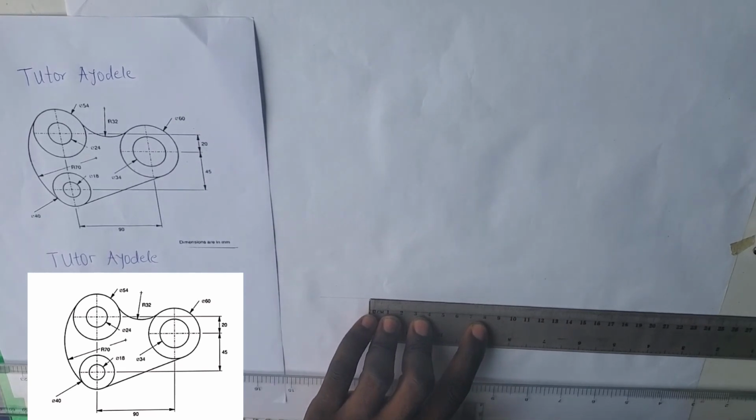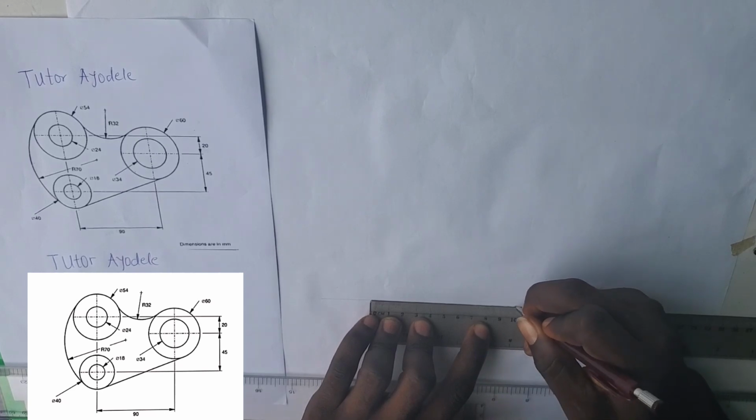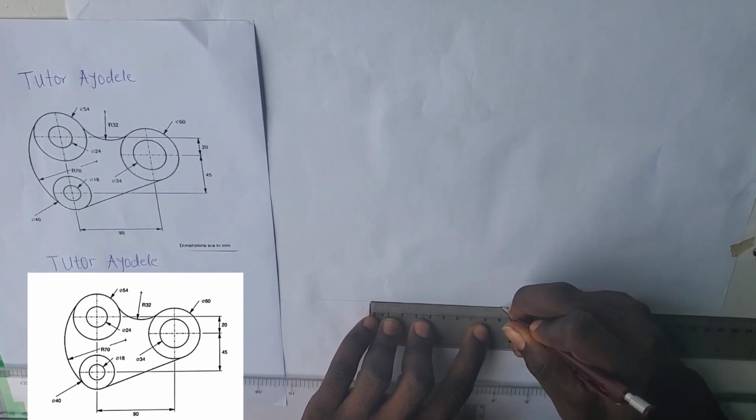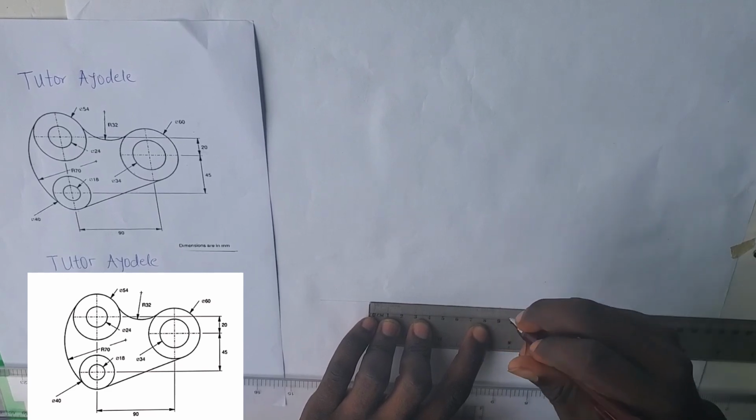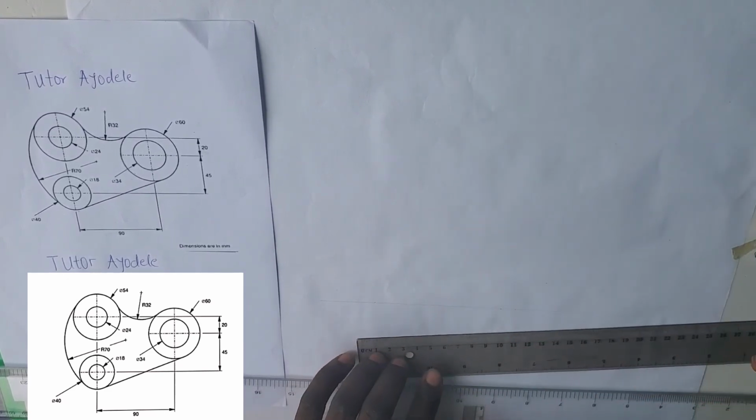So from millimeter to centimeter, as I told you last time, you divide by 10. So this is 90. This is 9. 0 to 9 and 90.